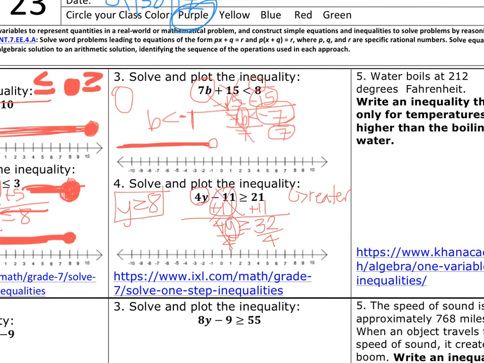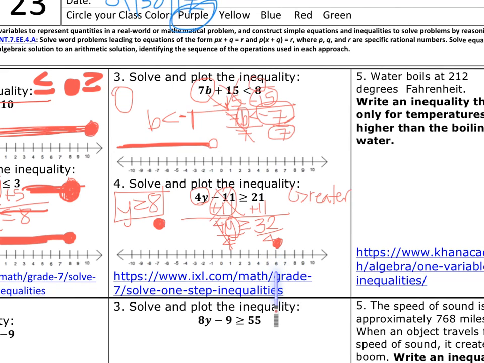Okay, so since we have our greater than or equal to, we automatically know that our circle is going to be closed. Our solution is going to be closed. And it's going to be over 8. Now it's saying y is greater than or equal to 8. So just look at the graph.